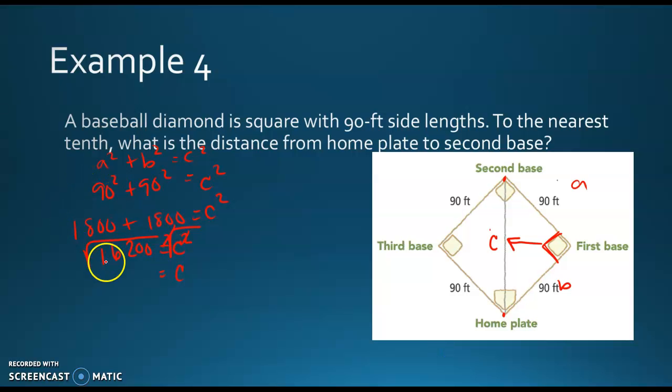And so we end up with 127 point, and the 7 changes the 2 to a 3. 127.3 feet. That is our answer. All right. So we're doing the same thing. We just got to keep track of what decimal it wants us to change to.